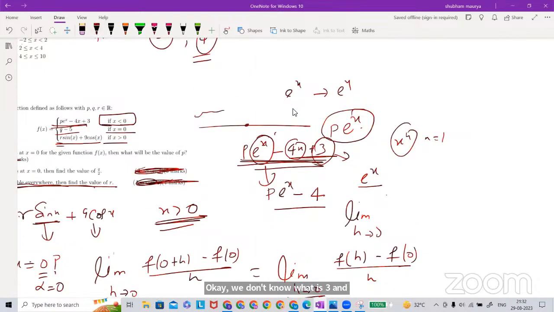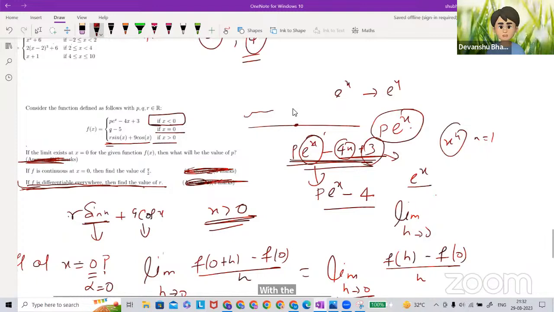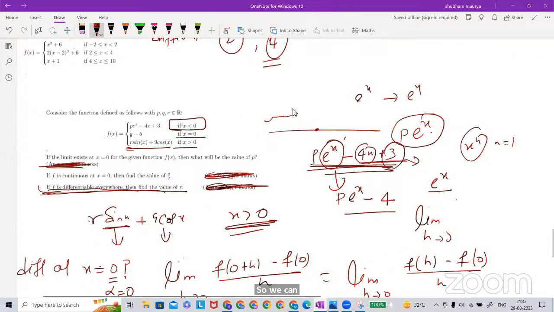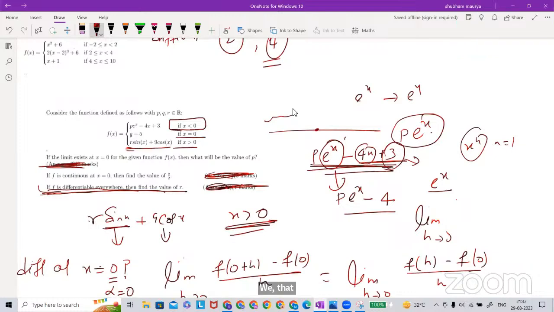So okay, for the time being, I'm just changing it here. Sir, we can first find the value of p. Since it is given that the limit exists, we have to find p and q. First find the value of p and q, which is the main problem here. So let's find the p value and q value.